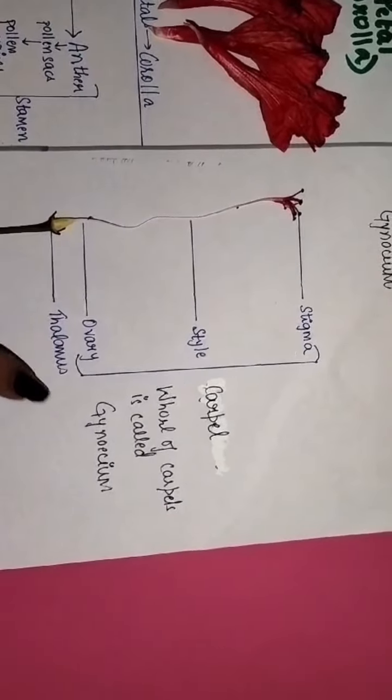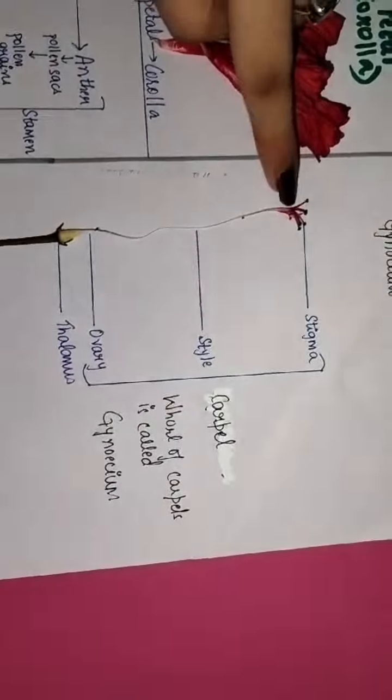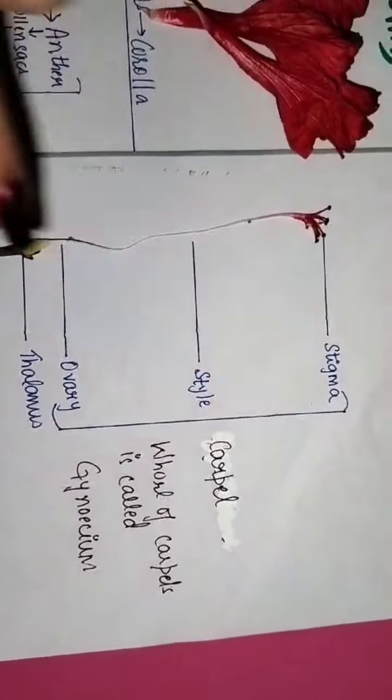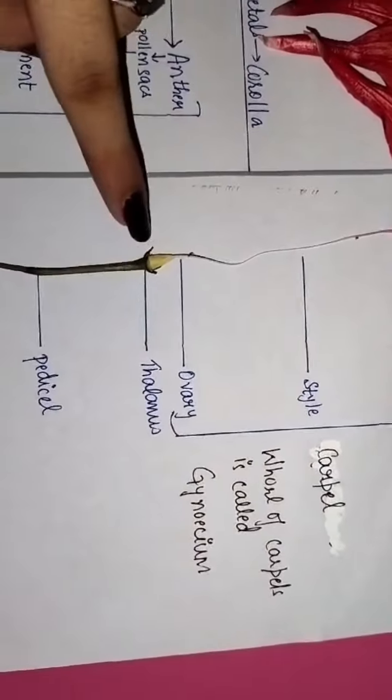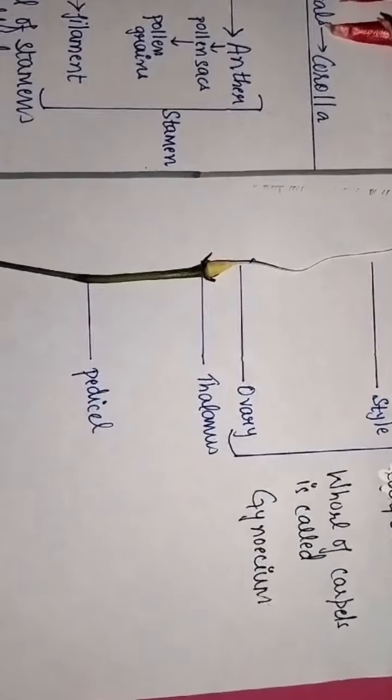Now what does gynoecium consist of? It consists of carpels, and again the whorl of carpels is known as gynoecium. This is the stigma, this is the style, and this is the ovary. Now ovary, stigma and style form the gynoecium. Now these are some other parts, that is your thalamus. This is also known as receptacle, and this is the pedicel, that is the stalk of the plant.